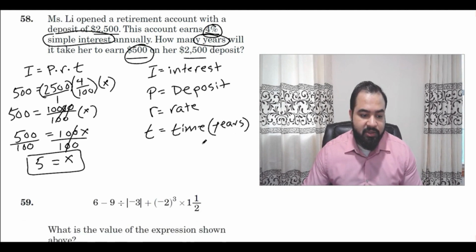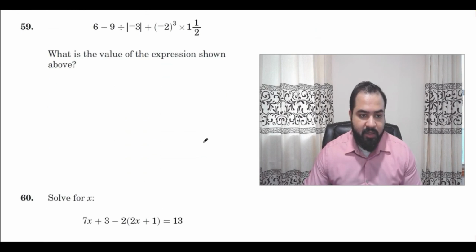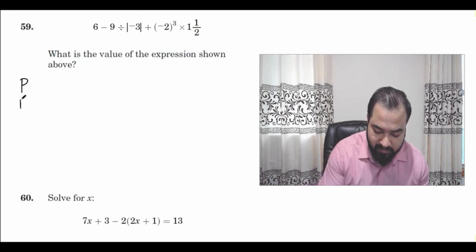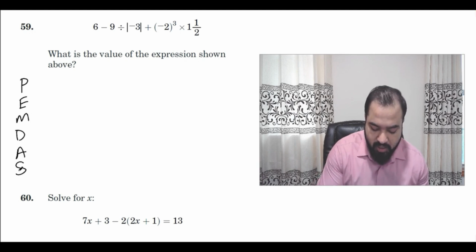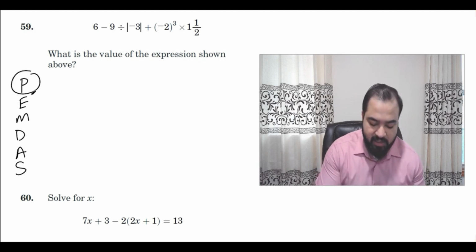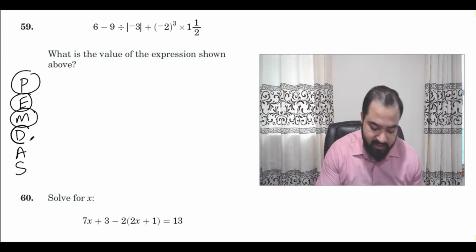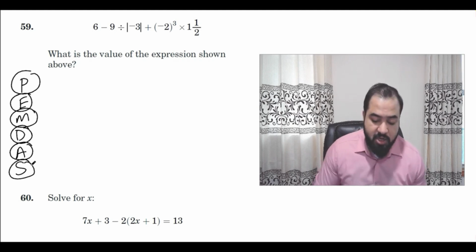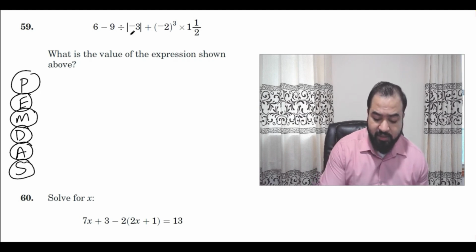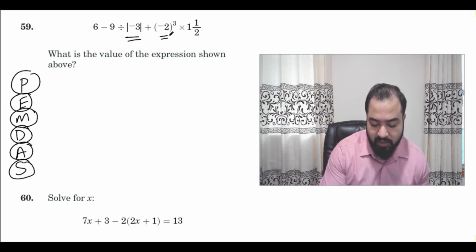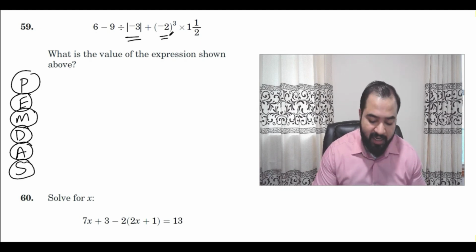Now let's go to question number 59. It's an order of operations question. So we can use PEMDAS. P stands for parentheses, E is the exponent, M is multiplication, D stands for division, A is addition, and S is subtraction. First we have to deal with the parentheses. Absolute value is some sort of parenthesis, and the -2 here is also inside a parenthesis. So we'll handle those first.